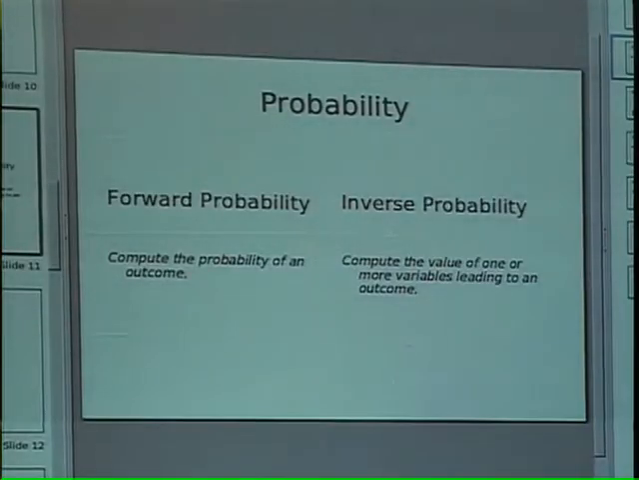Probability. There's two basic types of probability that we're going to discuss because we're doing a linear analysis: forward probability and reverse probability. In one situation, you know the outcome. In the other situation, you don't know the outcome. So in forward probability, you don't know the outcome. In reverse probability, you know the outcome, but you don't know some of the variables going into the data set.